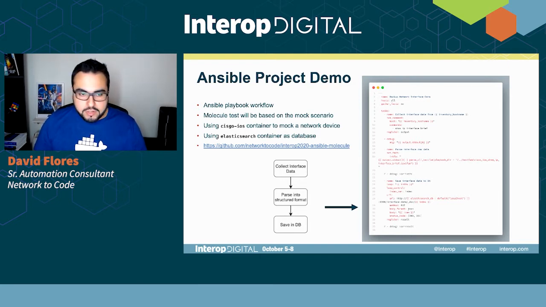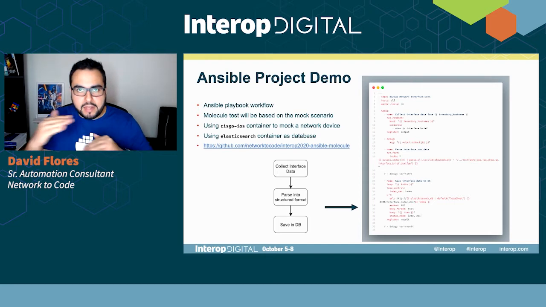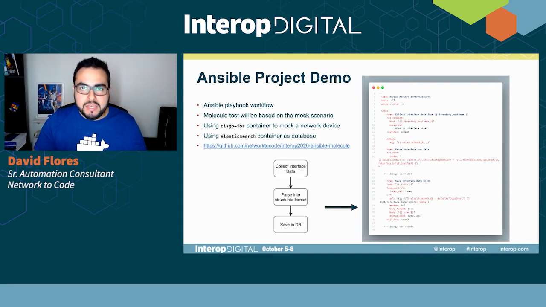It's based on an Ansible project that is going to collect the interface data out of the Cisco IOS container, which is mocking a network device, basically an SSH server that I connect to using a normal SSH connection, and it's going to run a show ip interface brief command to collect the data. And the raw data is then passed into TextFSM to give it a structured format. And then I'm going to save that information in an Elasticsearch container. Okay, all this information, again, can be seen in the GitHub repository.